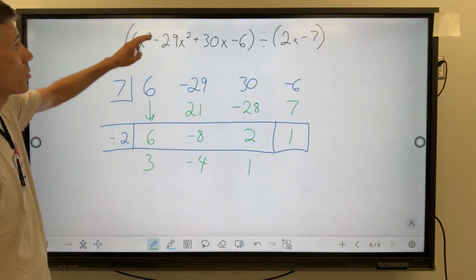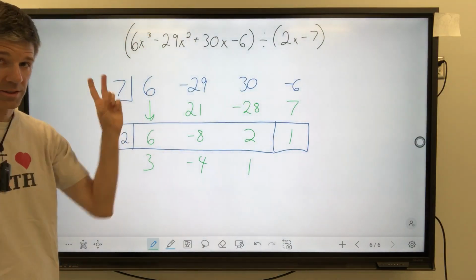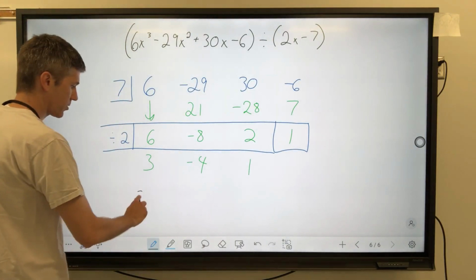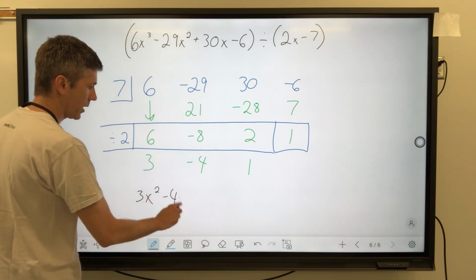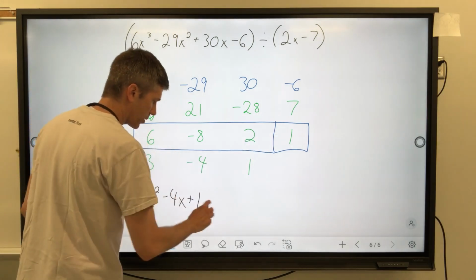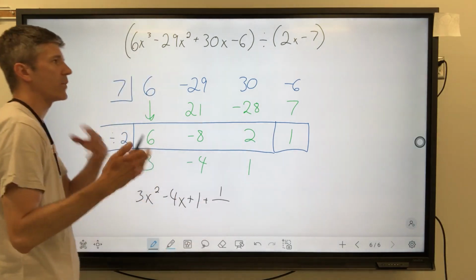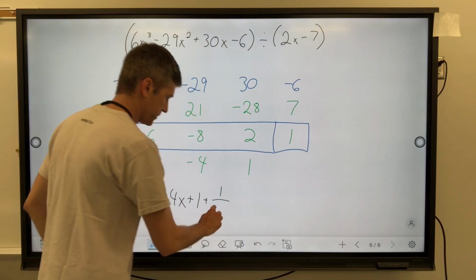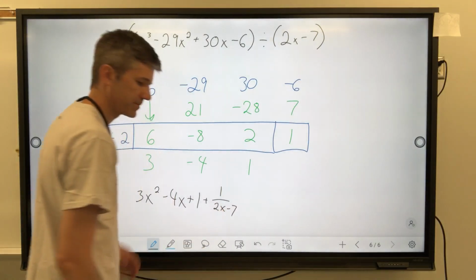The original problem was cubed, so our final answer is quadratic. It's squared. So we will write it as 3x squared minus 4x plus 1, remainder plus 1 over whatever we were dividing by in the first place. It's not the 7, it's not the 2, it's 2x minus 7. So 2x minus 7.